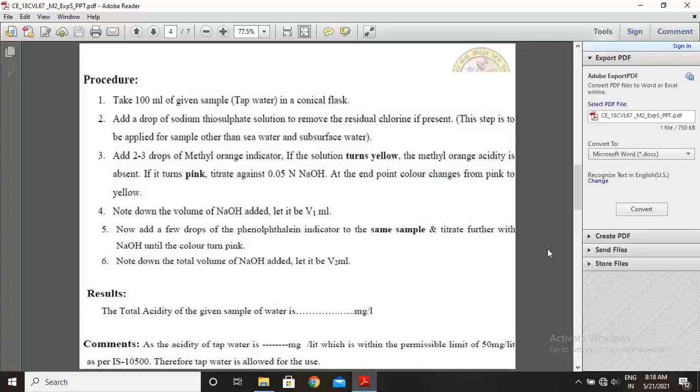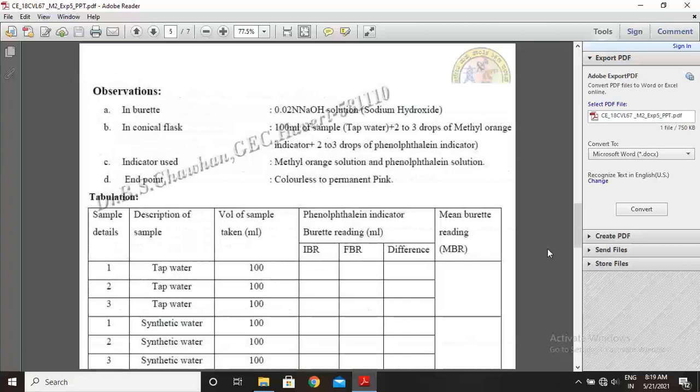Results. The total acidity of the given sample of water is obtained in milligram per liter. Now see the observations and tabular columns. Let us see how to write the observations.